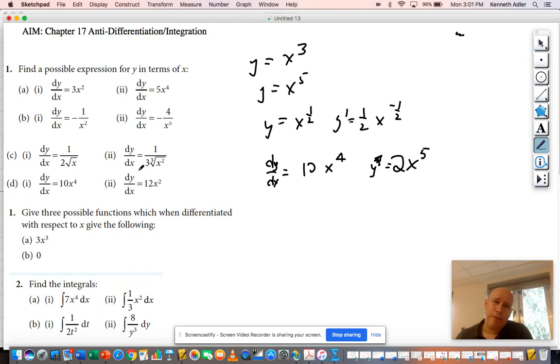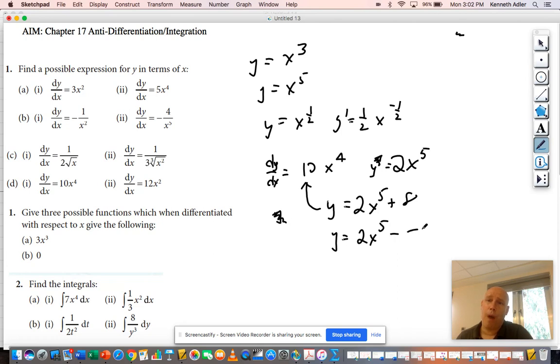Now, that's 17a. 17b, they start with these problems, give 3 possible functions. The point they want to make in 17b is, let's take a look at 2x to the fifth. And you would say, yes, Mr. Adler, obviously the derivative of 2x to the fifth is 10x to the fourth. But what if I gave you the function 2x to the fifth plus 8? What is the derivative of that? Well, that's also the derivative. What happens if I said y equals 2x to the fifth minus pi? Well, the derivative is also that.